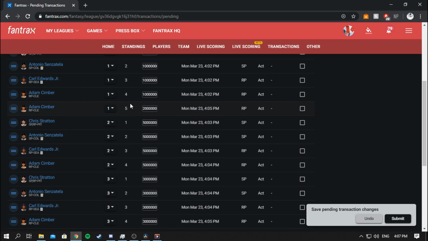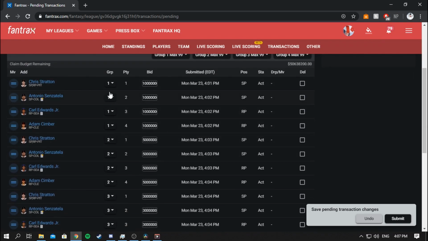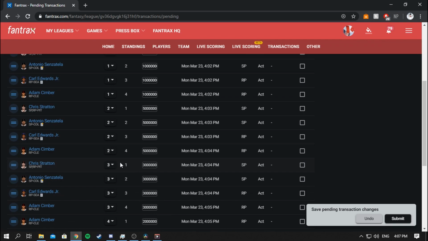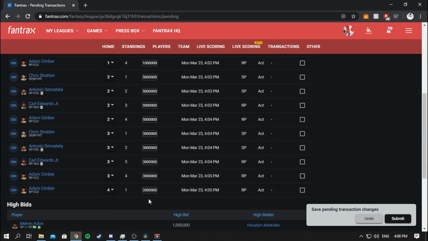And then leave this $2 million bid on its own in group 4. Okay, so now I have group 4, these 4 guys in group 1 for 10 million. Same 4 guys in group 2 for 5 million. Same 4 guys in group 3 for 3 million. And then I just did the last guy on his own for 2 million.